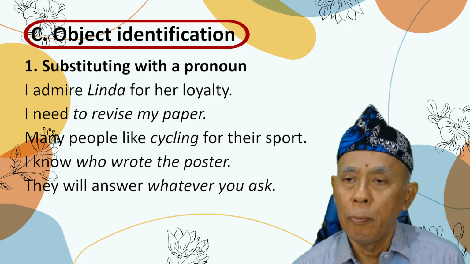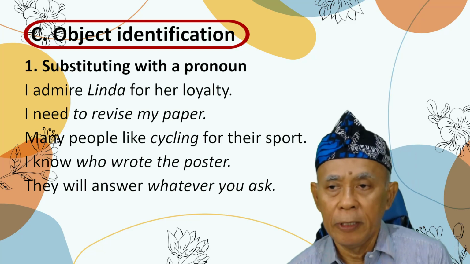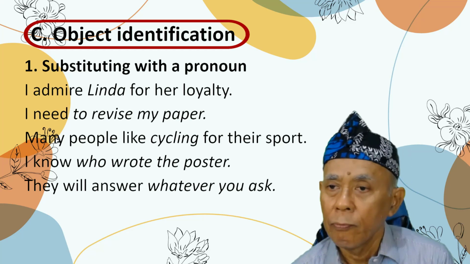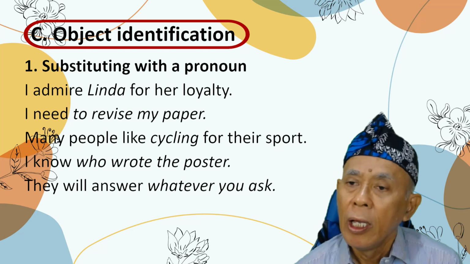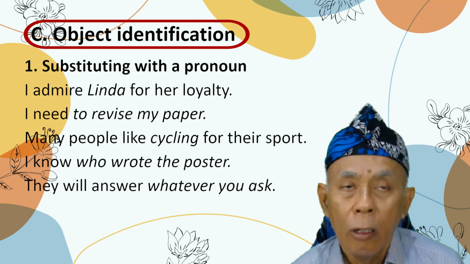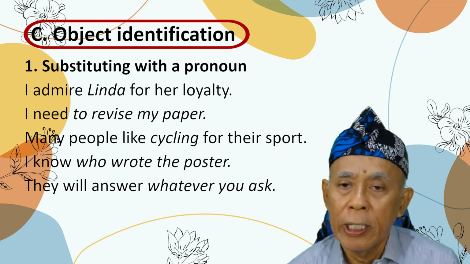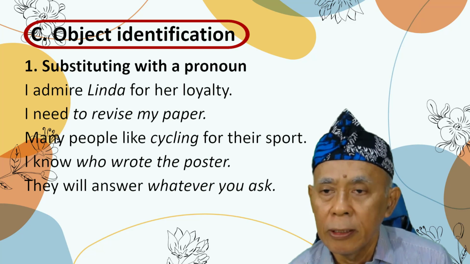I know who wrote the poster. Who wrote the poster here is the object because we can substitute it with the pronoun him. I know him or I know her. They will answer whatever you ask. Whatever you ask here is the object in the sentence. We can substitute whatever you ask with the pronoun it. They will answer it.